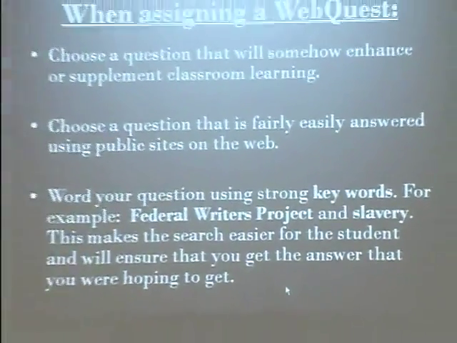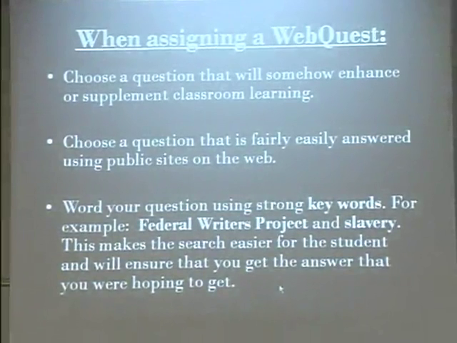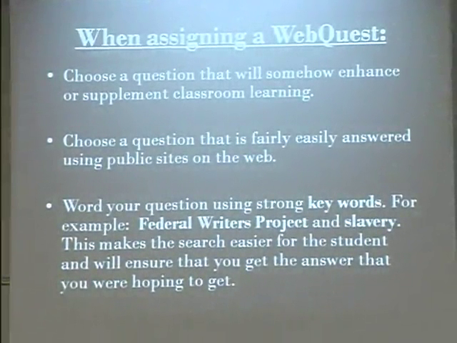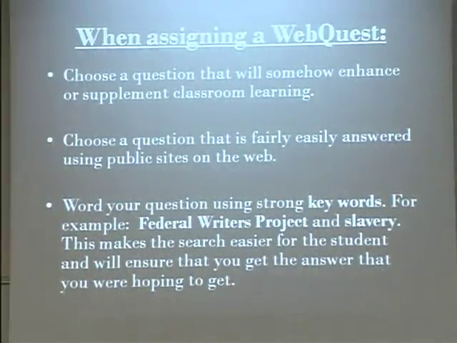Now, some suggestions when using a WebQuest. Choose a question that will somehow enhance or supplement classroom learning. Of course, that's pretty much a given. But what I find is that it's a good way to spark curiosity and to cover material that perhaps you don't have enough time in class to cover.